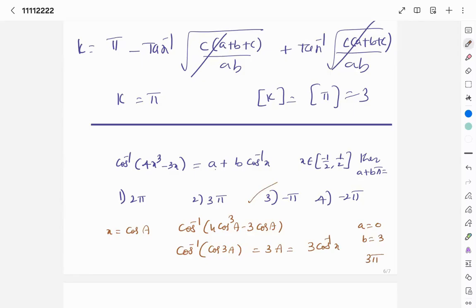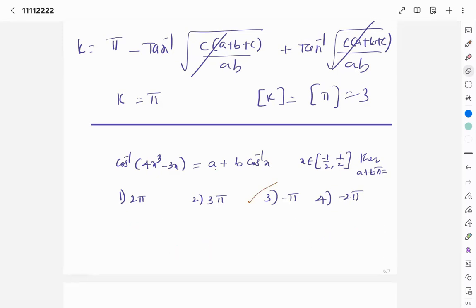So what is the problem? Why is 3 pi not correct? Same exception problem. So if you write 3 cos inverse x as understanding, it takes time, but you must learn. No other alternative.